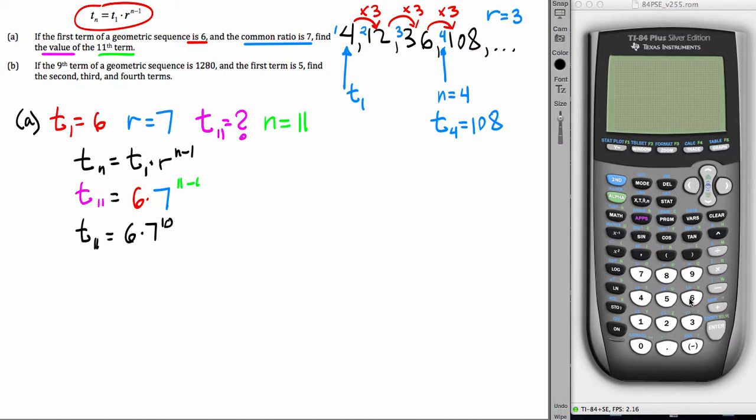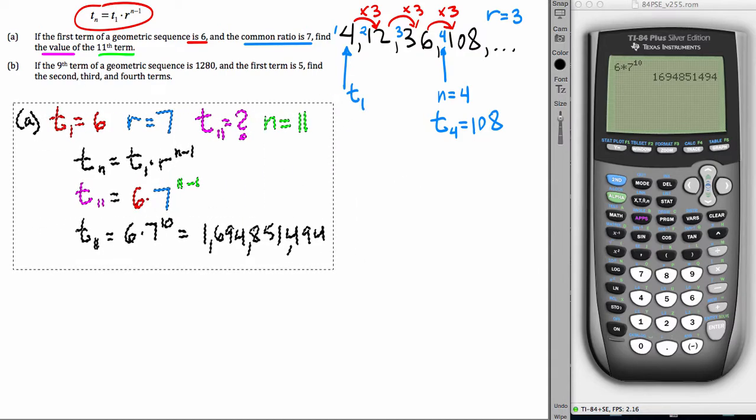So let's go to the calculator. 6 times 7 raised to the 10th. Very large number for an answer, but there it is: 1,694,851,494. And you can see that the members of a geometric sequence with r greater than 1, in this case 7, get large very quickly. Okay, let's erase all of that and move on to the second example.